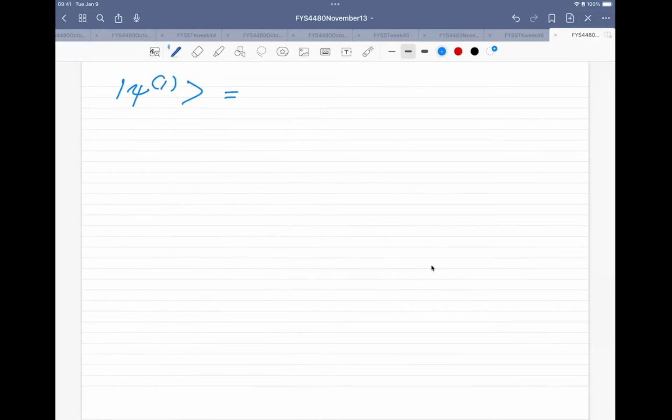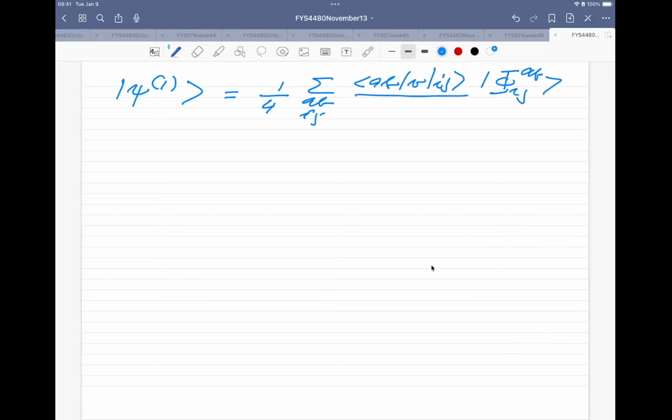So the energy comes to second order because I multiply with the Hamiltonian again. This is given by 1 divided by 4. There is a sum over AB, ij. And this is the state which has been produced as an intermediate state. And this is multiplied with phi_ij^AB divided by epsilon_i plus epsilon_j minus epsilon_A minus epsilon_B.